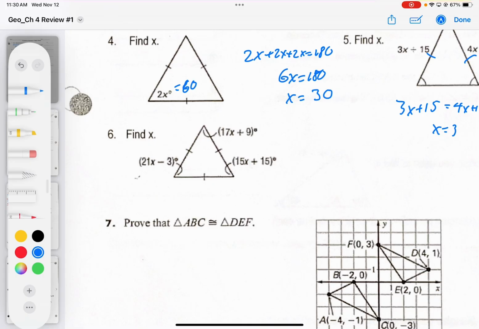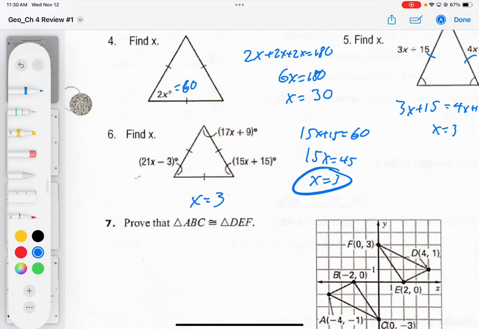But Emma added up all those values and then set it equal to 180. What did you get, Emma? Good. Other option would be 15x plus 15 equals 60, because if all the sides are congruent, all the angles would be 60. And then you would get 15x equals 45 after you subtract, so you get x equals 3. Either one of those options is perfectly fine.